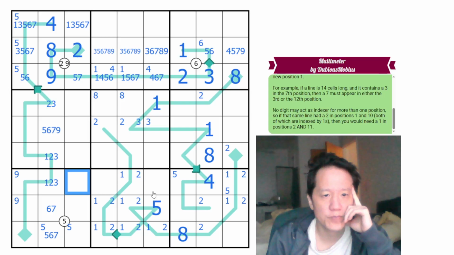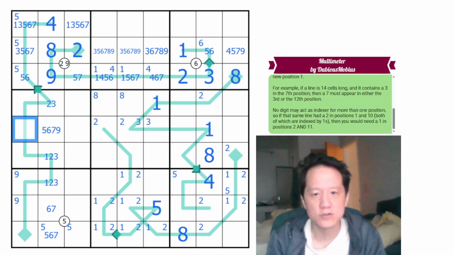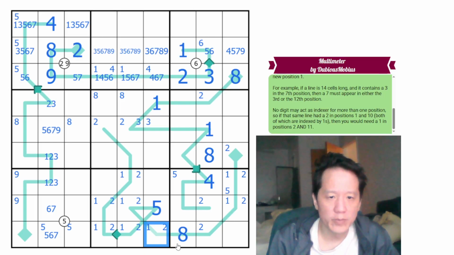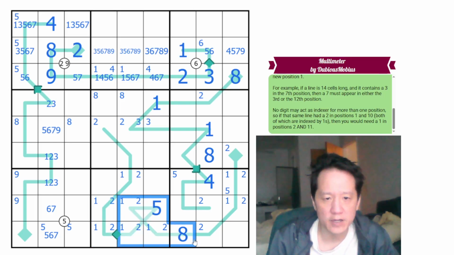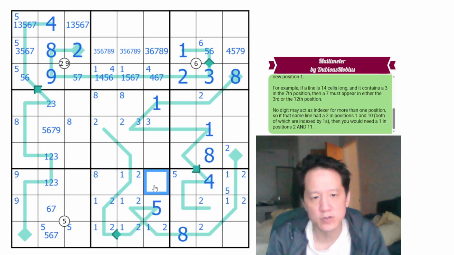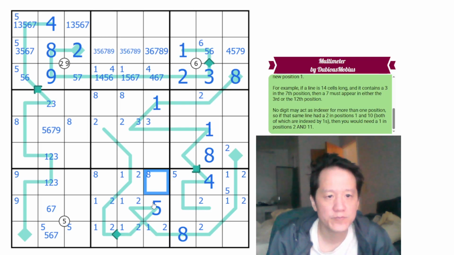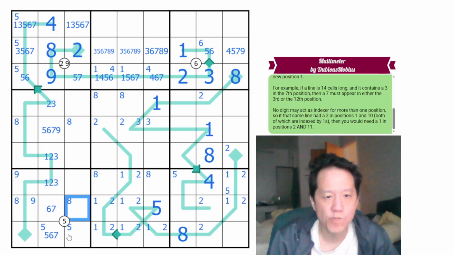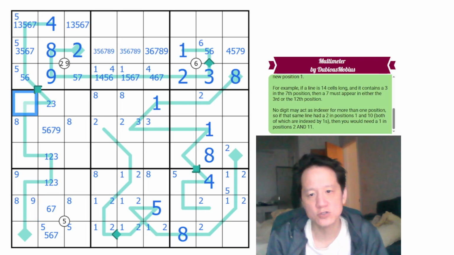Let's see. 8 has to be one of these 2, which means 8 is one of these 2 here. 8 cannot be on this line because we already have the 8 indexed for this cell. So one of these 2 is an 8, which means this can't be 8, so one of these 2 is an 8. So the 8 can only be in the 7th cell or the second cell. So this is 2 or 7 here.